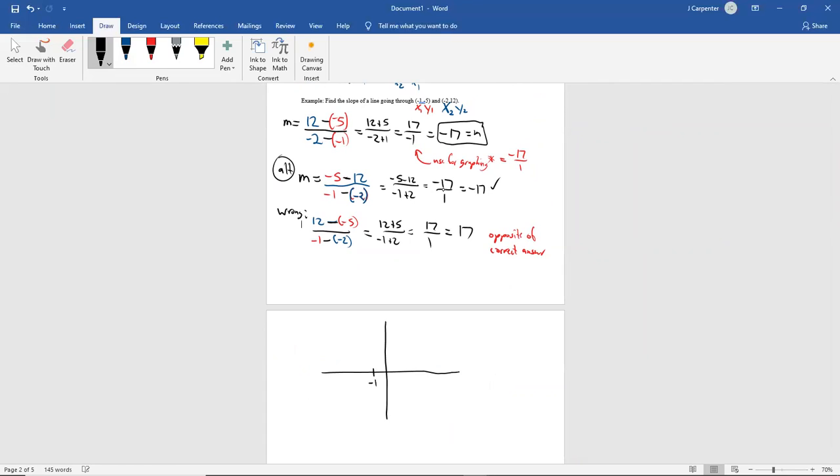And then comma negative 5, so we're going to go down 5. 1, 2, 3, 4, 5. So here's that first point. I'll even do it in red for emphasis.